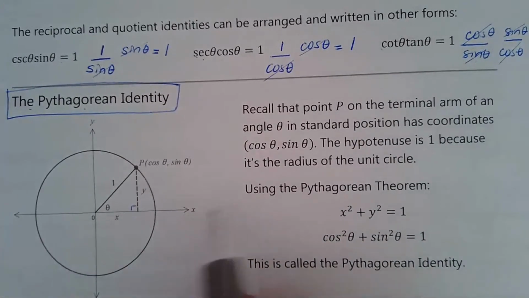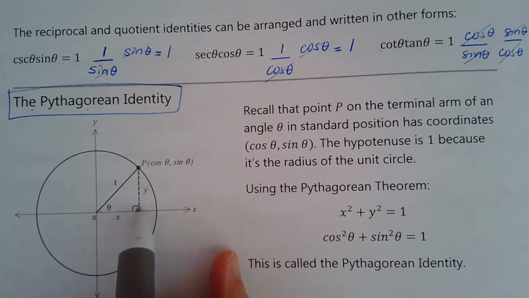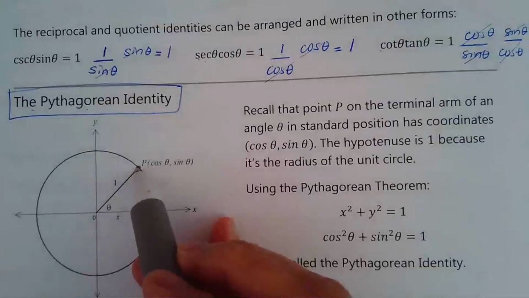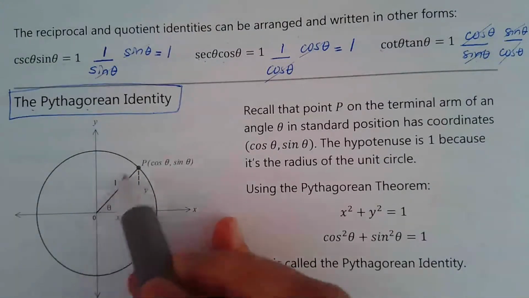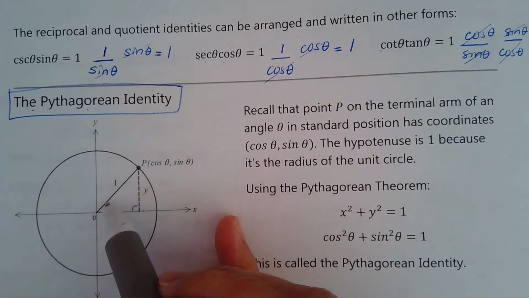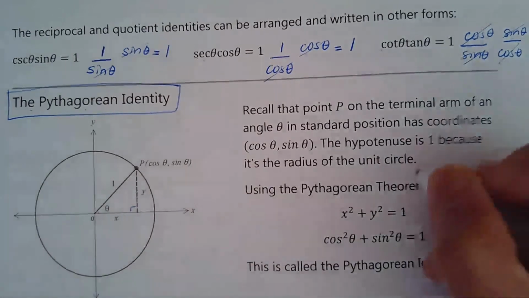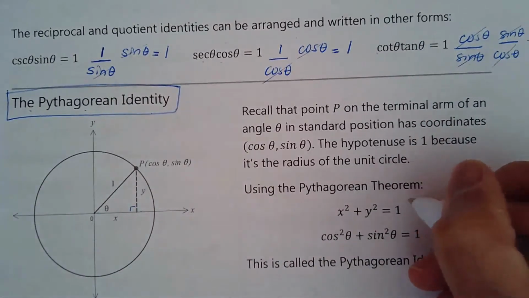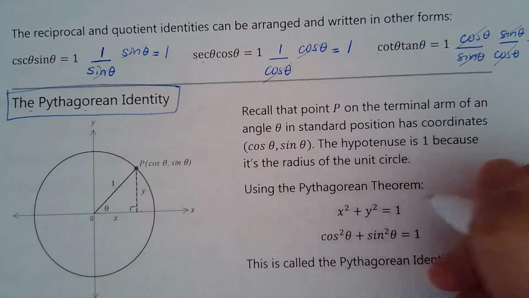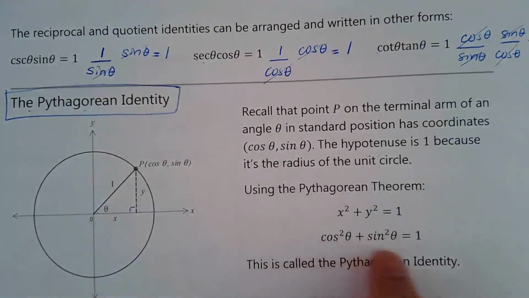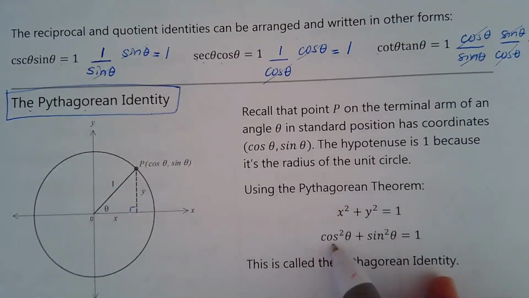90 degrees. So we know that x squared plus y squared is equal to the hypotenuse squared. Well, the hypotenuse is 1. So it's going to be 1 squared, which is equal to 1. So now let's put it in terms of cos theta.